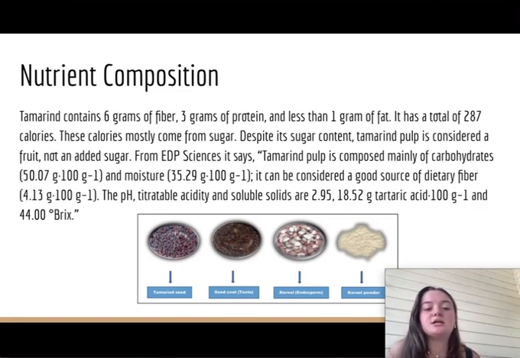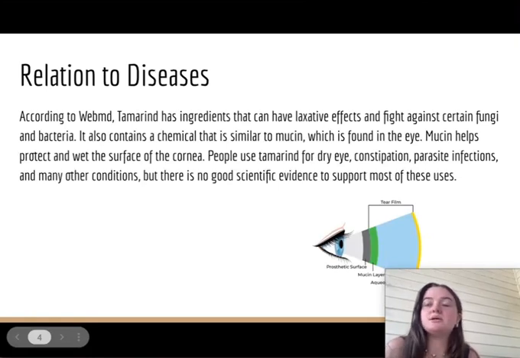The pH, acidity, and soluble solids are 2.95 and 18.52 grams of tartaric acid. And I also put down here the tamarind seeds, seed coats, kernels, and the kernel powder that all come from the tamarind.